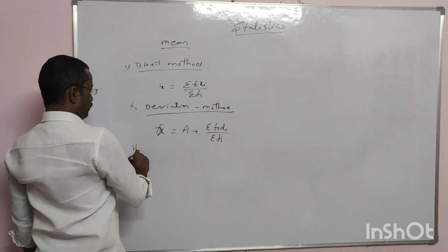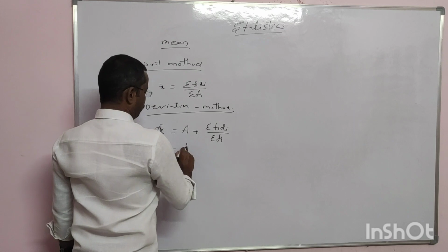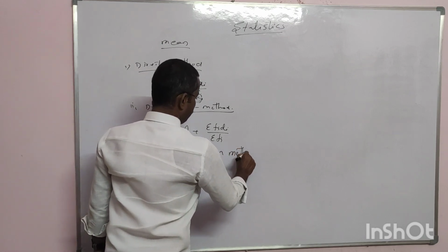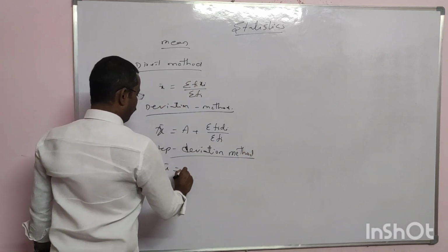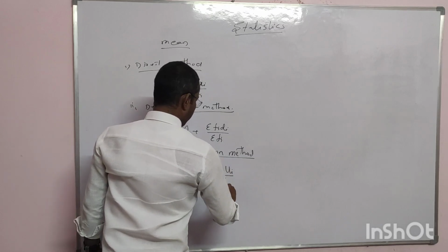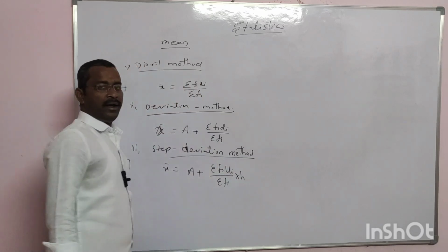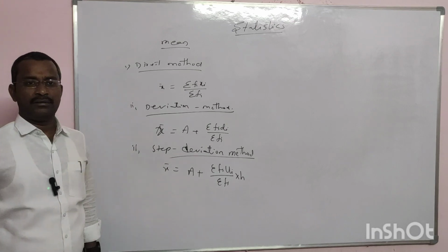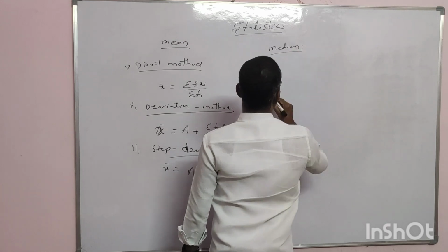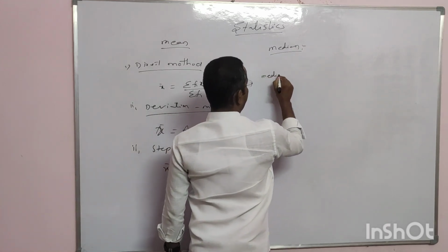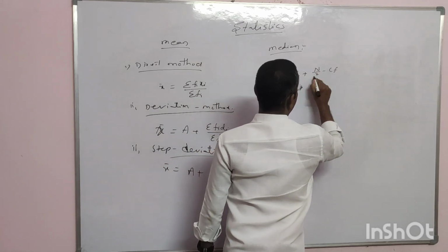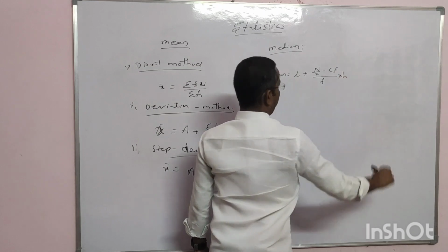And the third formula, step deviation method: x bar is equal to a plus sigma fi ui by sigma fi into h. These are the mean formulas. And when you go to the median, you have only one formula: median is equal to L plus (n by 2 minus Cf) by f into h.